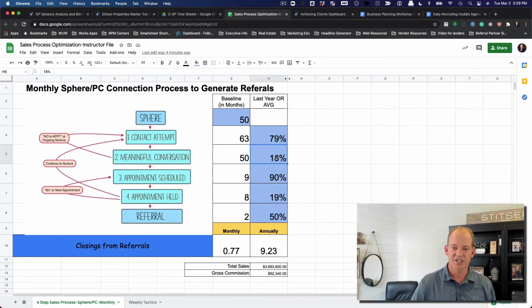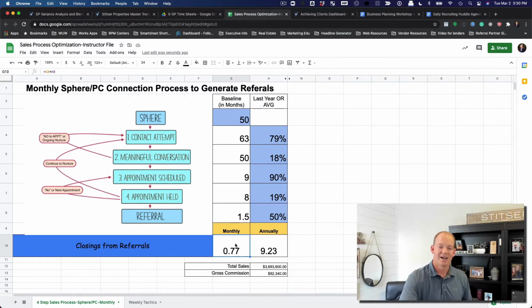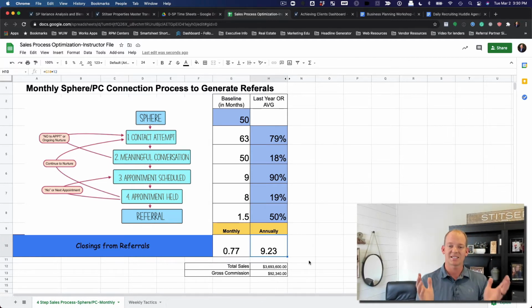Of those 50 conversations, 18% conversion ratio, we're going to have 9 appointments, 8 appointments held. We're going to get 2 referrals, and if I add the zeros to this, you'll see that that's less. 50% of those referrals are going to turn into closings. Those closings monthly times 12 is 9.23. So in this baseline example, we have an agent that's got 50 people in their sphere and past client database that they're staying in touch with every single month. From that 50-person database of friends, family, and past clients, they're going to get 9.23 transactions per year.